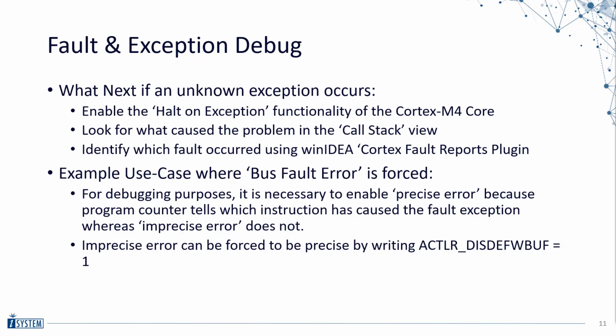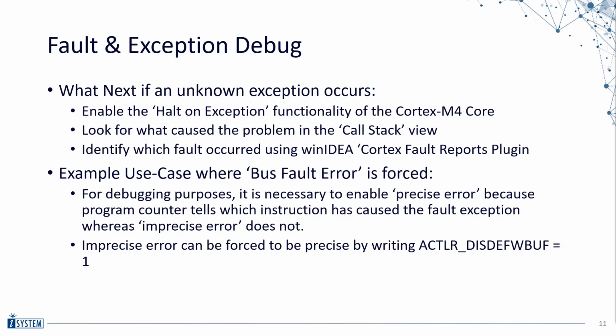So what has caused the problem, what sort of problem it is. In order to find it out, we must debug it. So what I have done, I have taken a use case where I'm forcefully imposing a precise bus fault error. Why precise? Because for debugging purposes it is good, and the program counter can tell us what exact instruction is causing the problem.